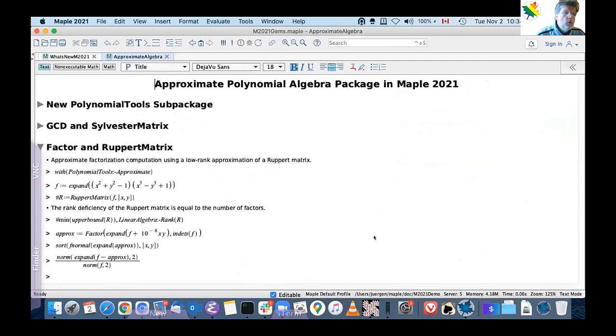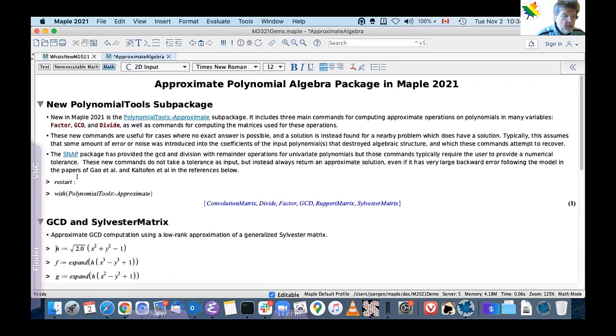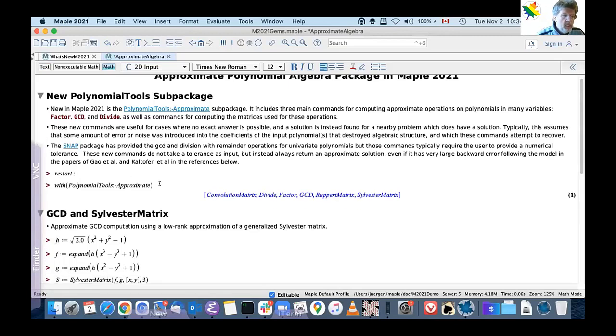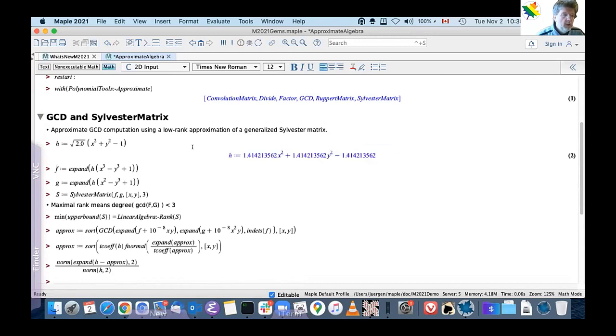I want to show one more thing about approximate polynomial algebra. So what I showed in the recorded talk is I talked about factoring and the Rupert matrix. So here I want to talk about approximate greatest common divisors. So this is a new package in Maple 2021 for approximate polynomial algebra. Maple could already do approximate polynomial algebra before, but mainly for univariate polynomials. And this package now can handle multivariate polynomials. So here's an example in 2 variables.